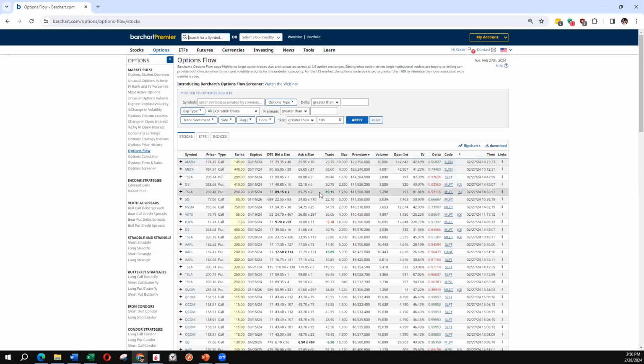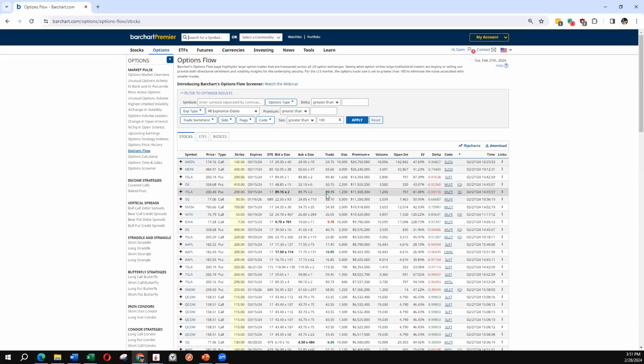What we want to look for is any of these highlighted items. So we can see here that this particular trade was executed at the bid and the premium was 11.5 million. So that's a really big trade on this particular Tesla put option, which is an in-the-money put option with a 290 strike expiring on March 15th.